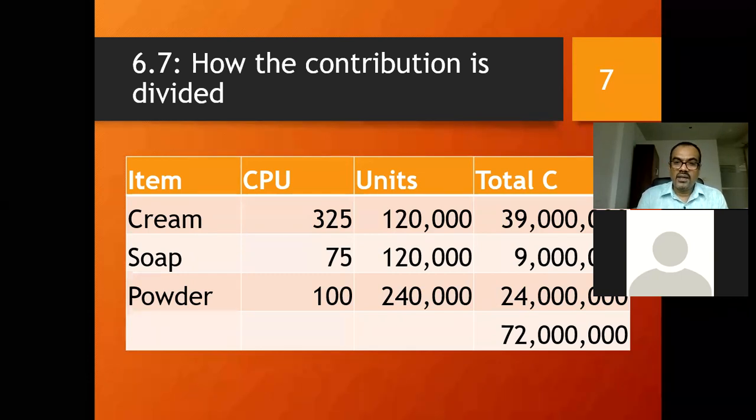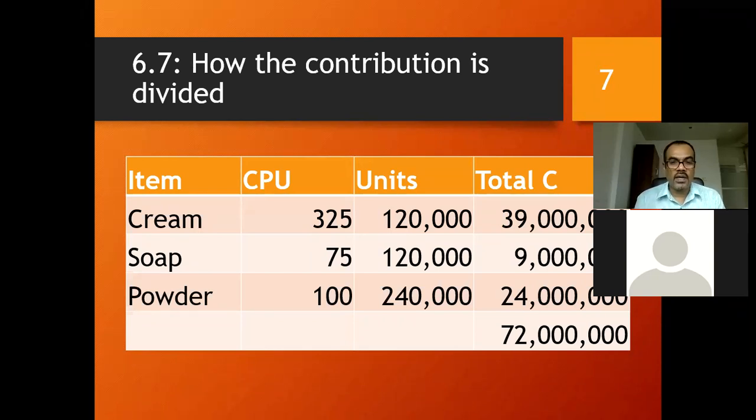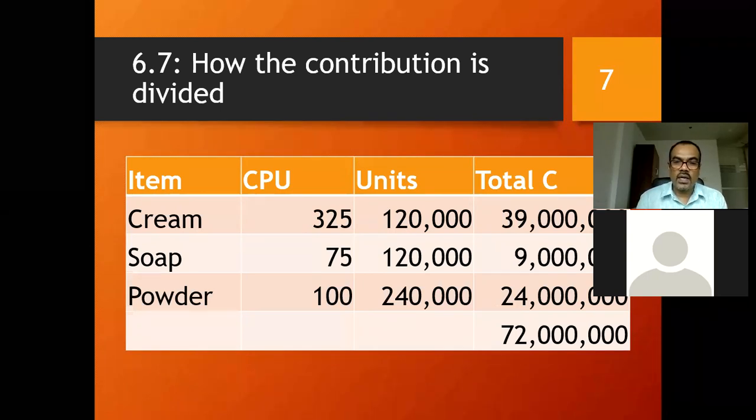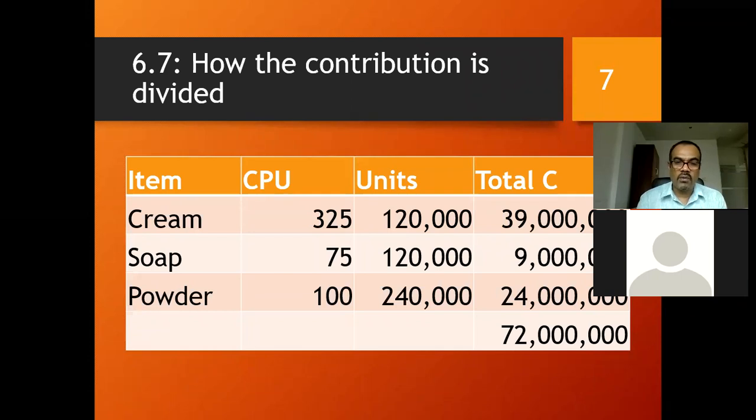So this is with respect to the first scenario, not with the profit, the BEP situation, where the total number of packages is 120, total number of units 480. Of them, 120 from cream, 120 from soap, 240 from powder.